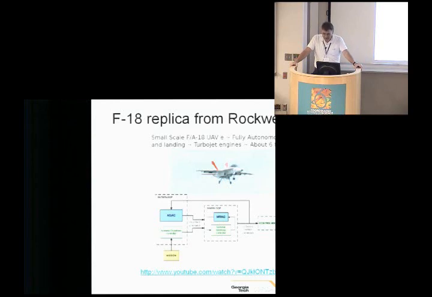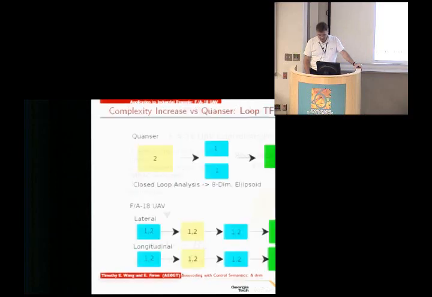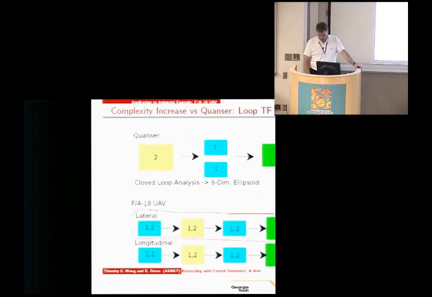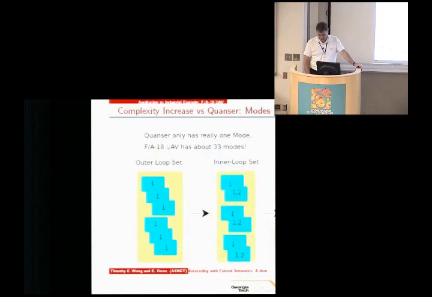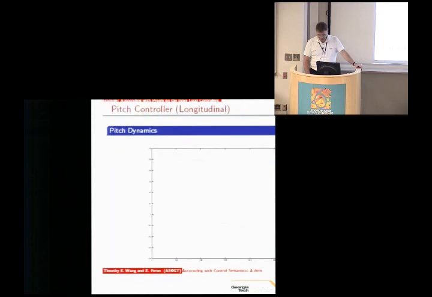and get an impression. So I will skip some of these details for the stability proof for the F-18. We didn't work with the adaptive controller. We worked with just the linear control baseline of the F-18. But it still had like about 30 modes and stuff like that. It had a fairly big state space. So the students spent a good chunk of the summer just coming up with all the certificates that Rockwell Collins wanted. I skip the details.